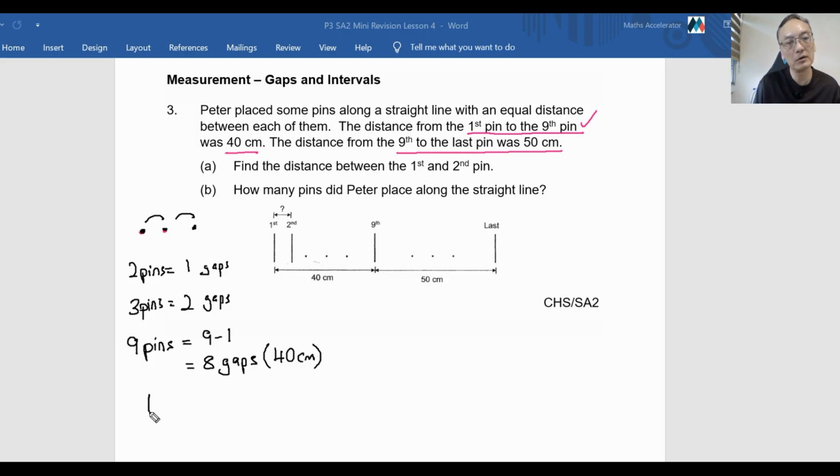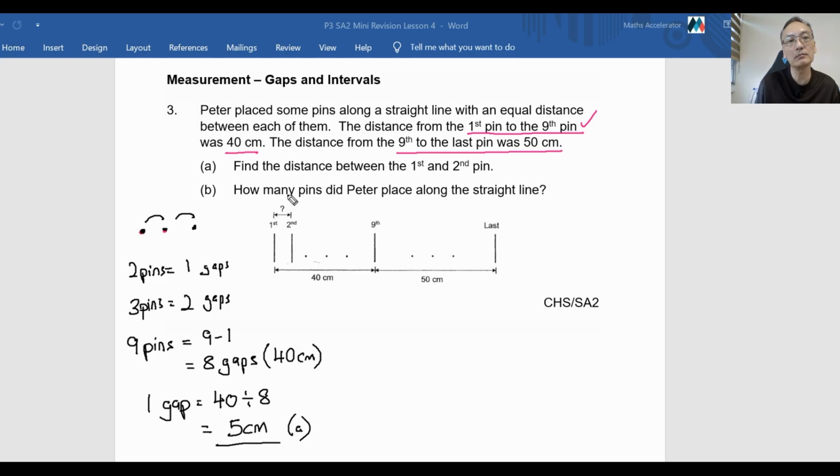So now, using this information, we will be finding the distance of one gap. So one gap, we'll do a division, 40 divided by 8, and we will get 5 cm. So that's the answer for part A. Find the distance between the first and second pin, right, which is one gap. And we arrive at the answer, 5 cm.